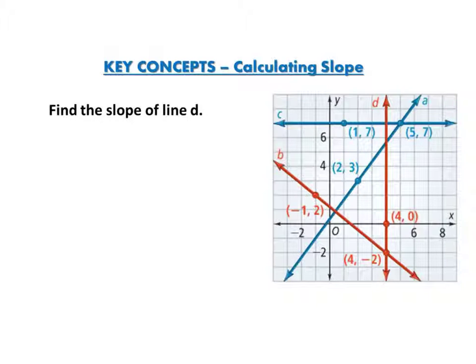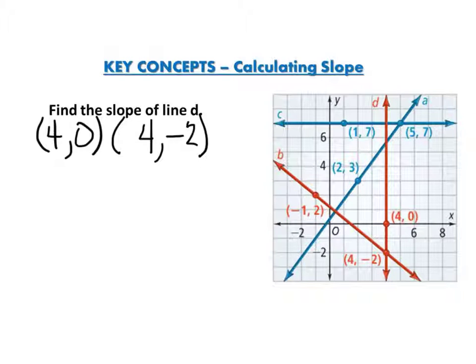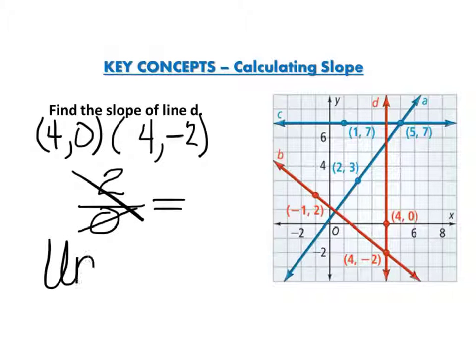The last line on the graph is line D. Line D is a vertical line. Hopefully you would know that that is undefined. But if you don't, we can find the slope by using the 2 points on the line. Our first point is (4, 0), and the second point is (4, -2). The difference in the y values is from 0 to negative 2, which is 2. And the difference in the x values is, well, there is no difference. They're both 4. And since you cannot divide by 0, the slope is undefined.